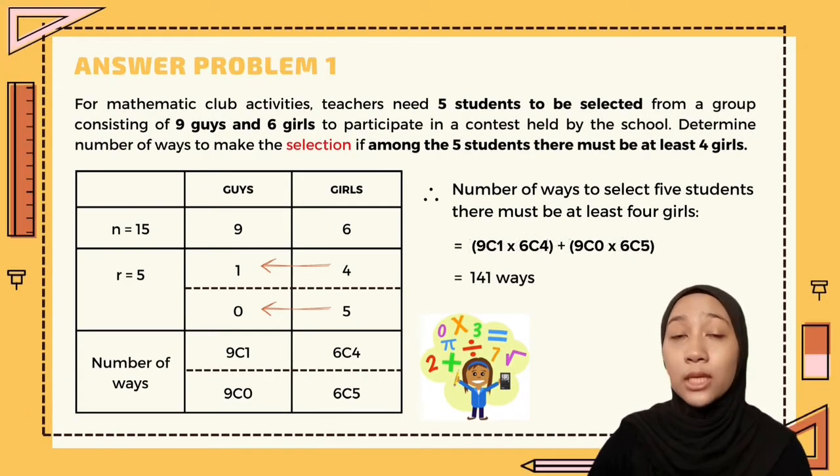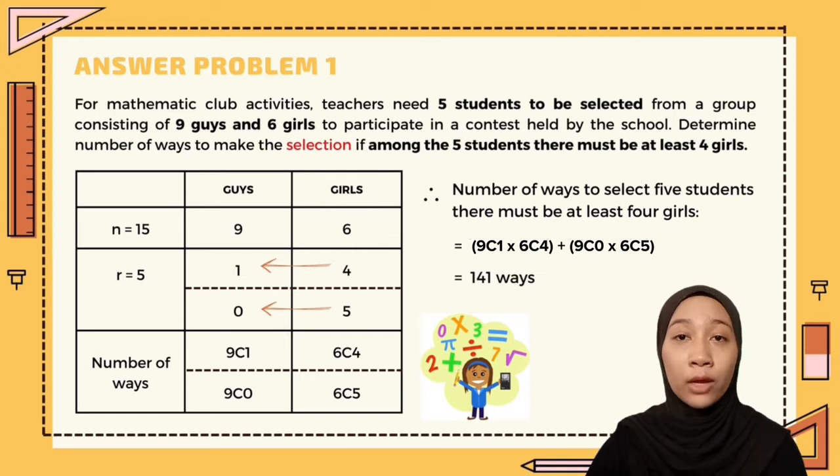Now, it says that among the 5 students that we want to select, there must be at least 4 girls. This means that we can select 4 girls or 5 girls. If there are 4 girls, then there will be 1 guy. And if there are 5 girls, then there will be 0 guys.